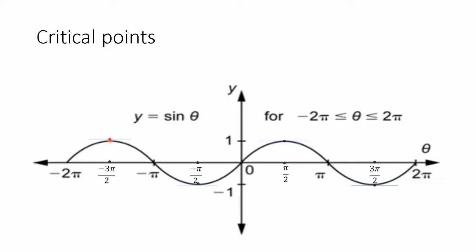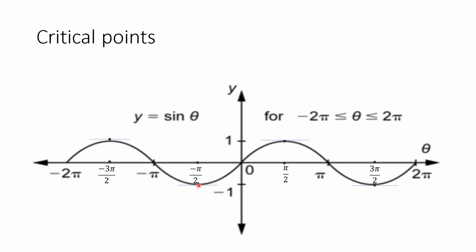That means f dash of x is 0 at x equal to minus 3 pi by 2. So here minus 2 pi is one critical point, because f dash of minus 2 pi is equal to 0 and f dash of minus 3 pi by 2 is equal to 0. So minus 2 pi is one critical point and minus 3 pi by 2 is another critical point.